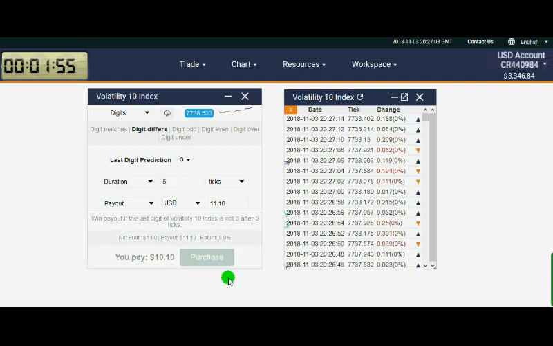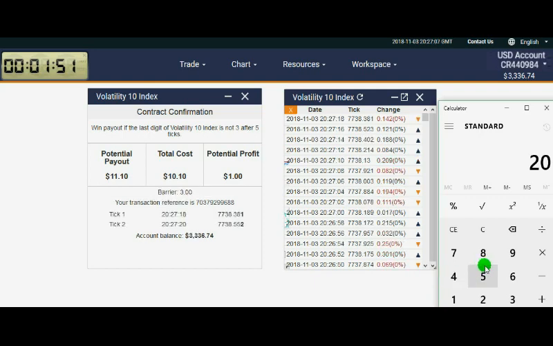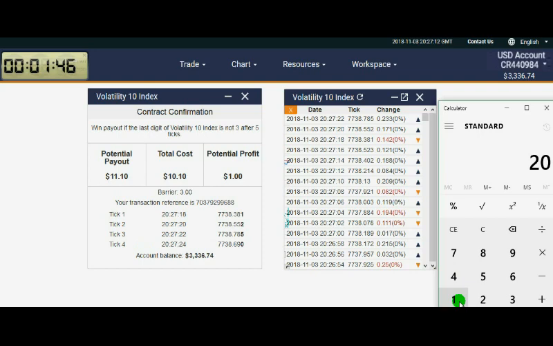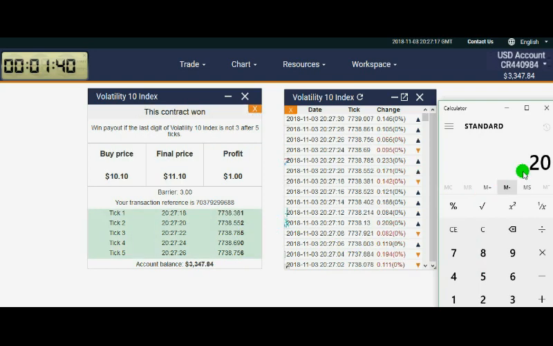For the last trade. It's fun, right? So we won the last trade. That means we won all the 20 trades straight up. This is a guaranteed strategy.